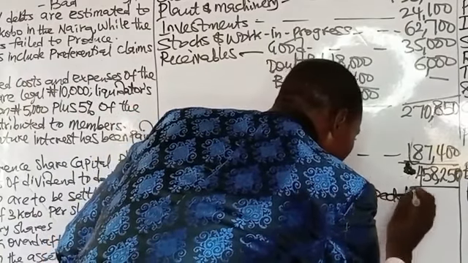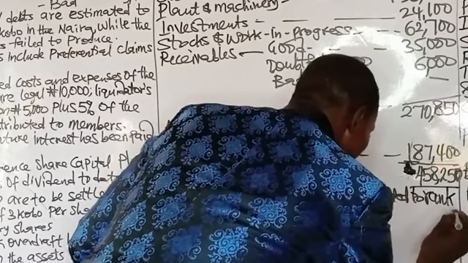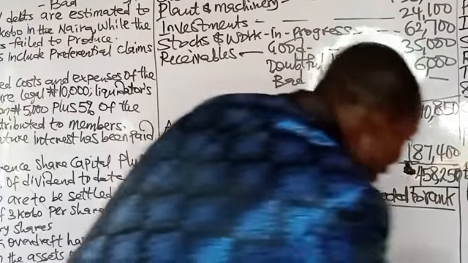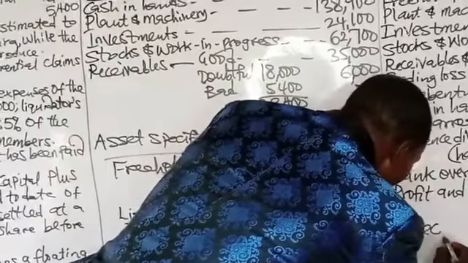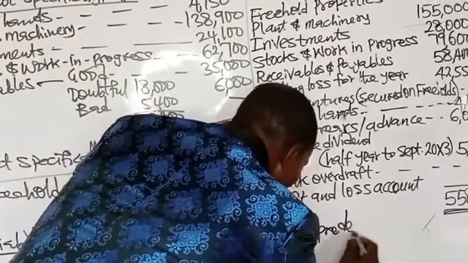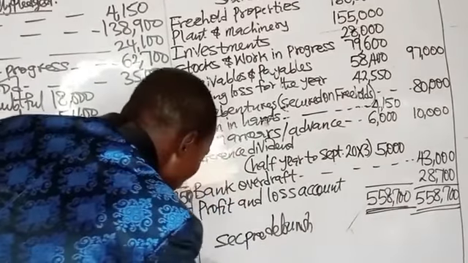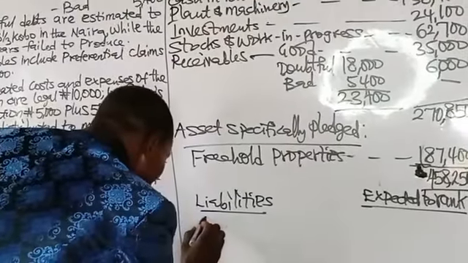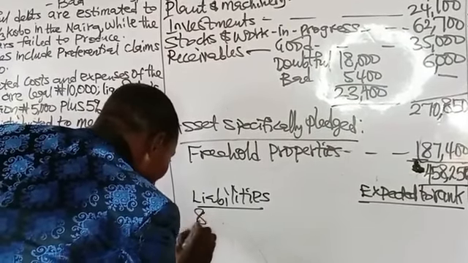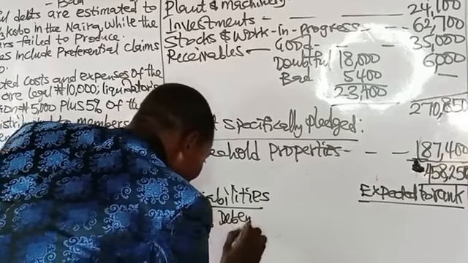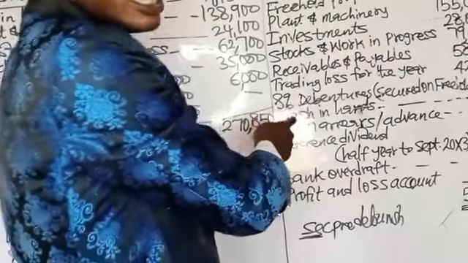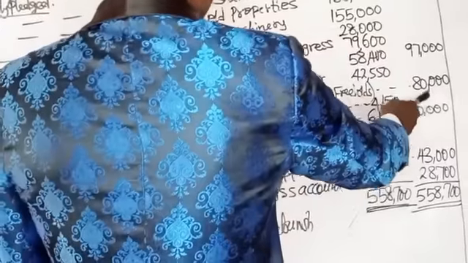Expected to rank. Now we have secured. If you apply the model SEC, the one I've given you earlier, this SC stands for secured creditors. Secured creditors include 8% debenture. That is the creditor that is secured. So, 8% debenture secured on freeholds. And that amounted to 80,000 naira.